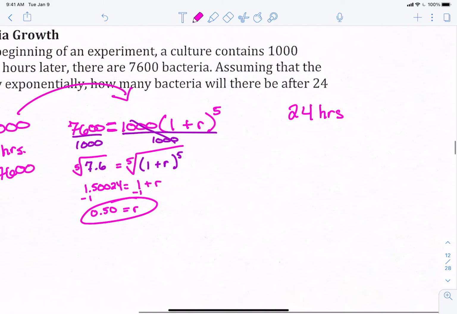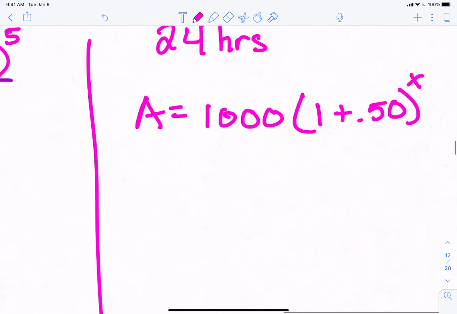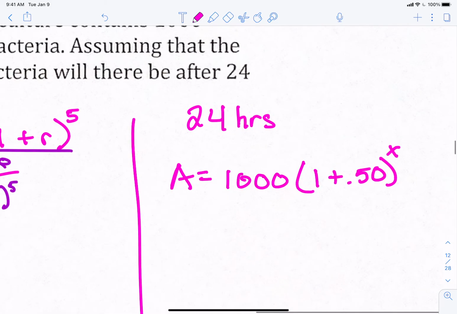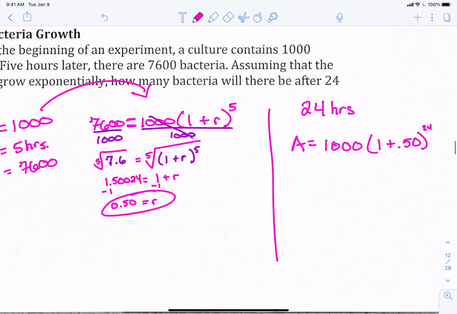Now they don't want to know that. They don't care about that. They want to know what our after amount is if we're looking at 24 hours, right? Is our equation set up to be in hours? Yes, so we're trying to solve for A. Okay, so 1.5 to the 24th power times 1,000.